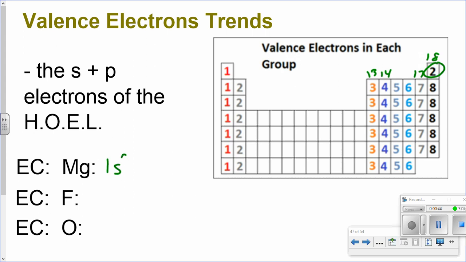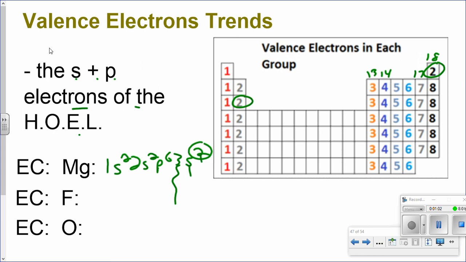Well, if we take a look at magnesium, it's 1s2, 2s2p6, 3s2. Okay, so it's that one right there. And you notice it has two electrons of the s plus the p electrons in the highest occupied energy level. There's the highest occupied energy level, s2.